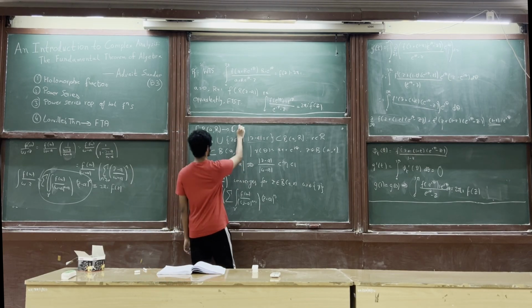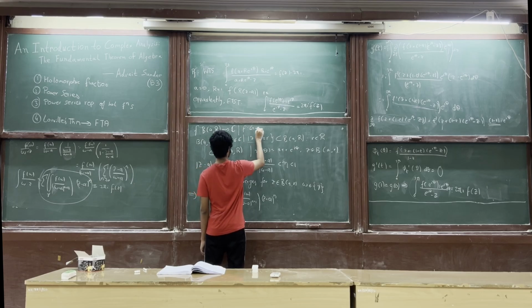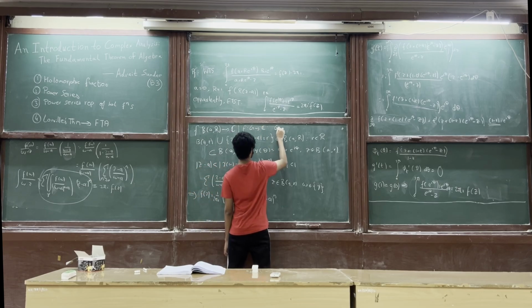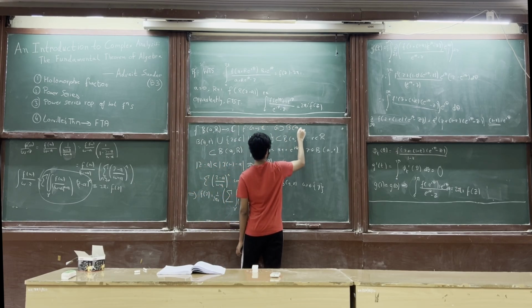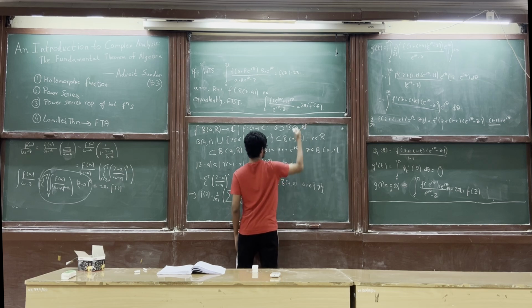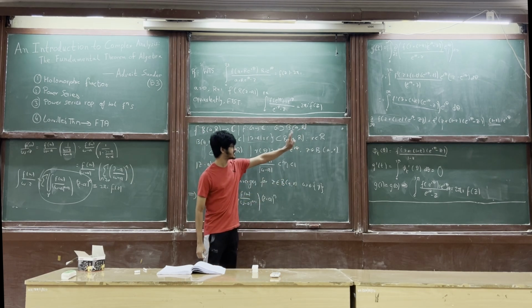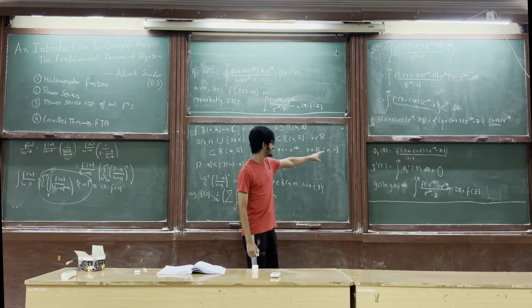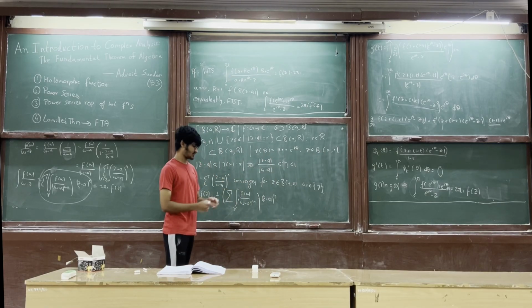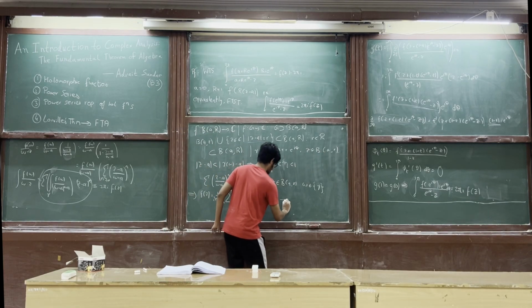So instead of this, if I took f from G to C, and G contains the ball, you're still fine. You can still take some r less than capital R, some z in this ball, and then this should still work.